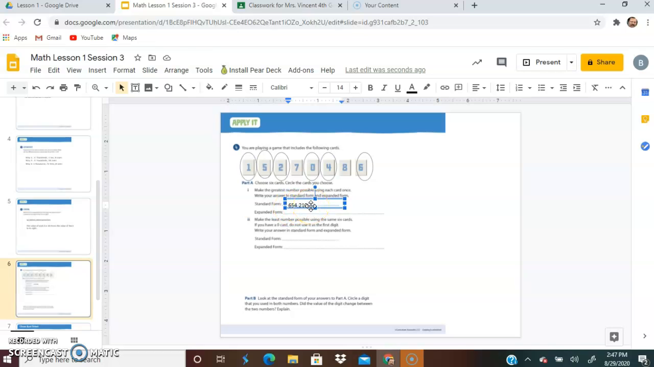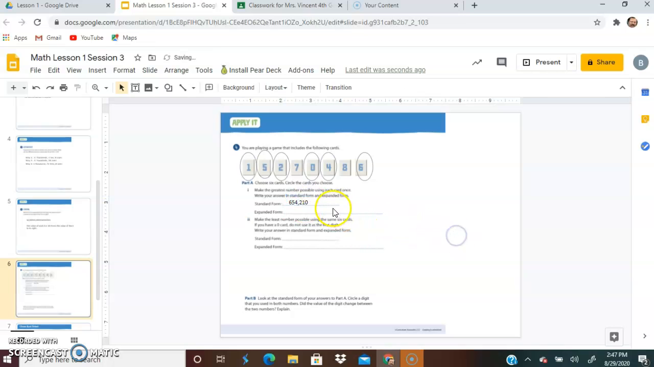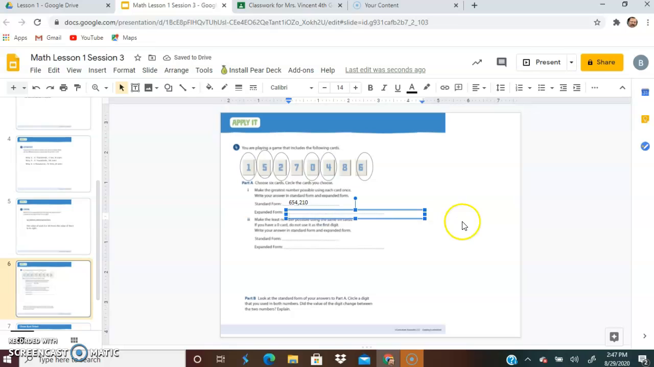Now it says, write your answer in standard form and expanded form. So now I'm going to write it in expanded form. Remember, in expanded form, we just stretch it out. So I'm going to take what I wrote here, and I'm now going to expand it.